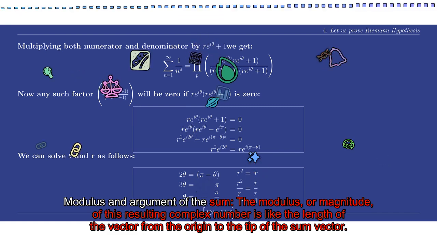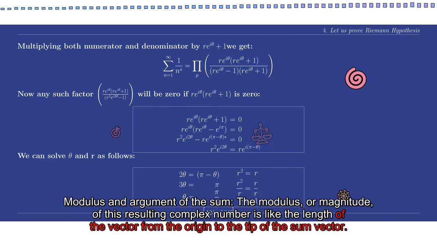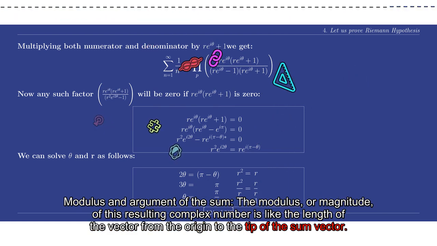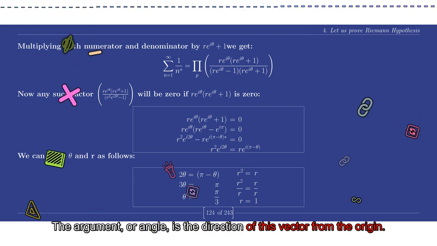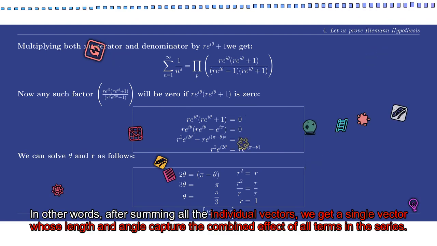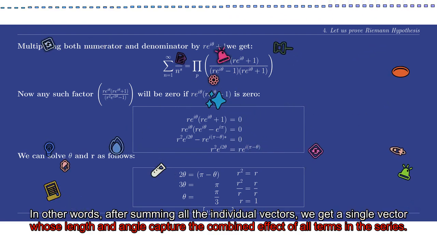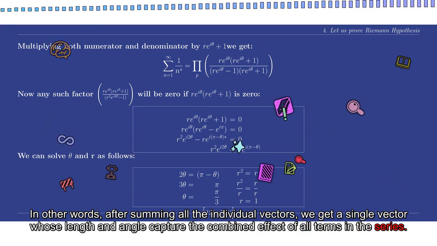Modulus and argument of the sum. The modulus, or magnitude, of this resulting complex number is like the length of the vector from the origin to the tip of the sum vector. The argument, or angle, is the direction of this vector from the origin. In other words, after summing all the individual vectors, we get a single vector whose length and angle capture the combined effect of all terms in the series.